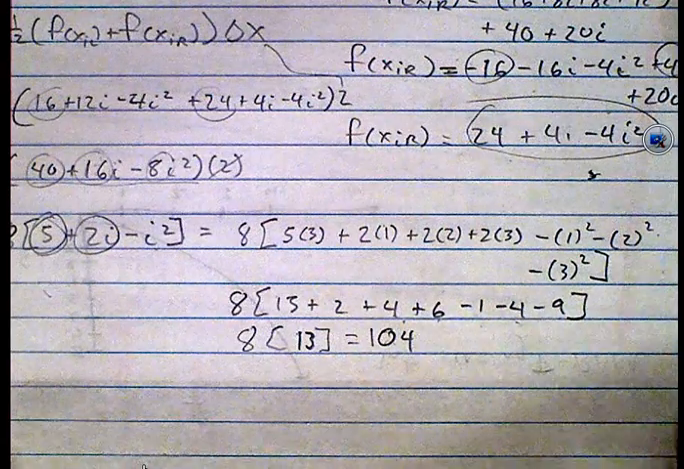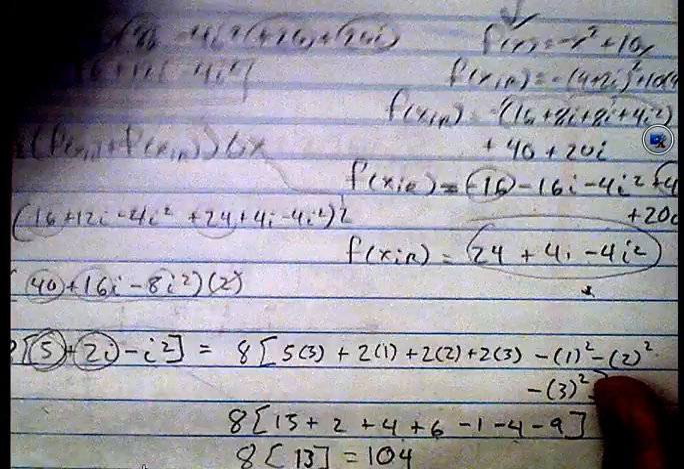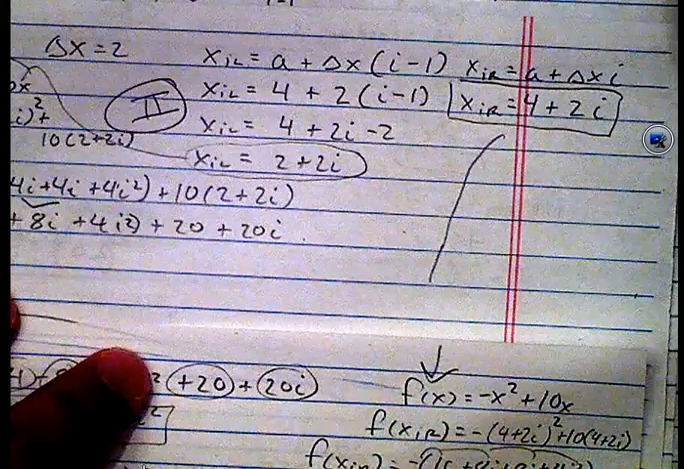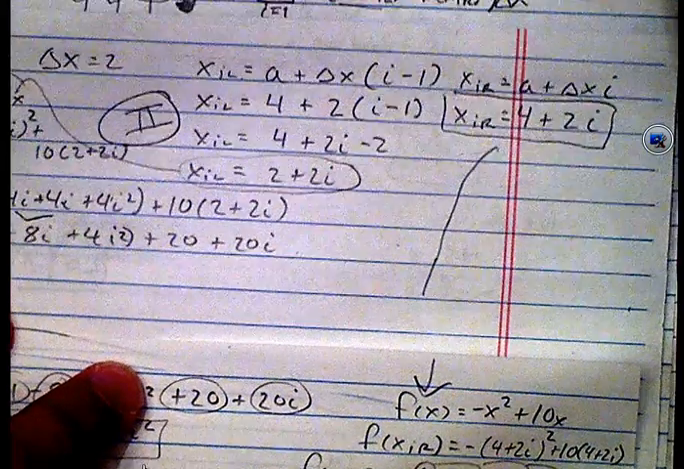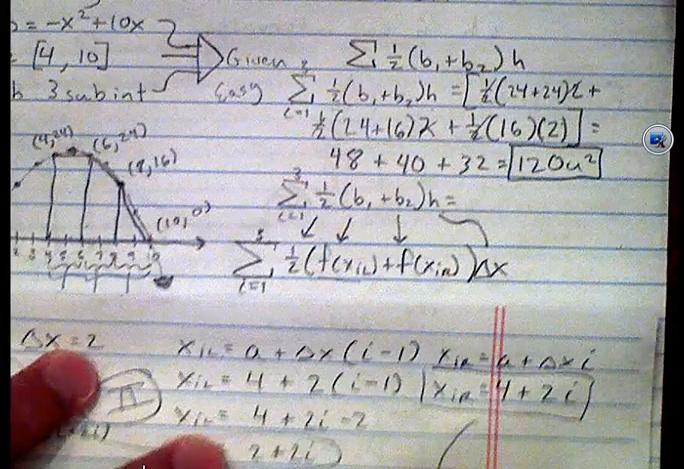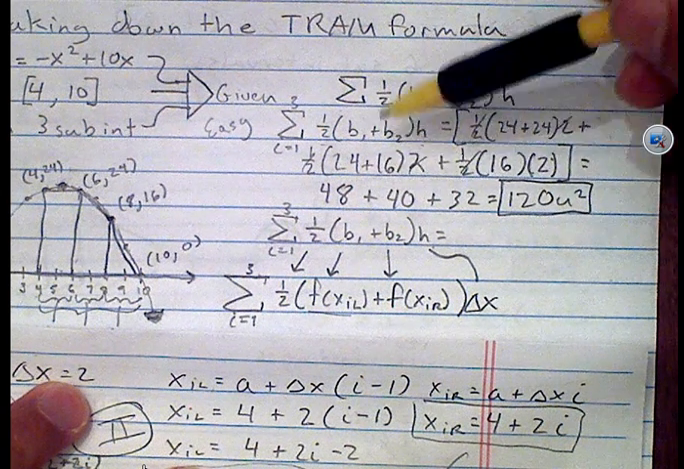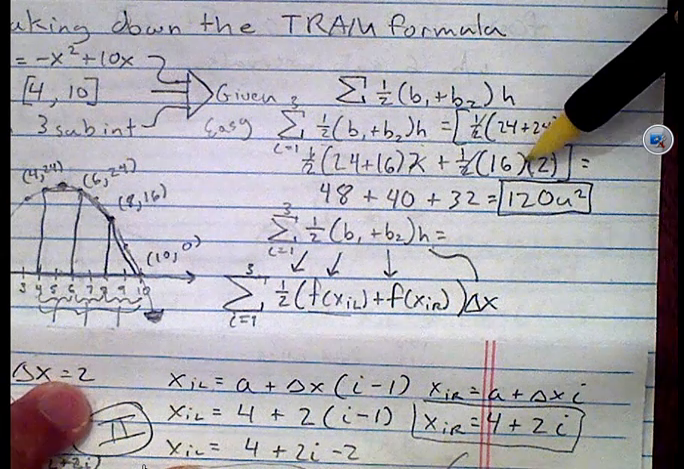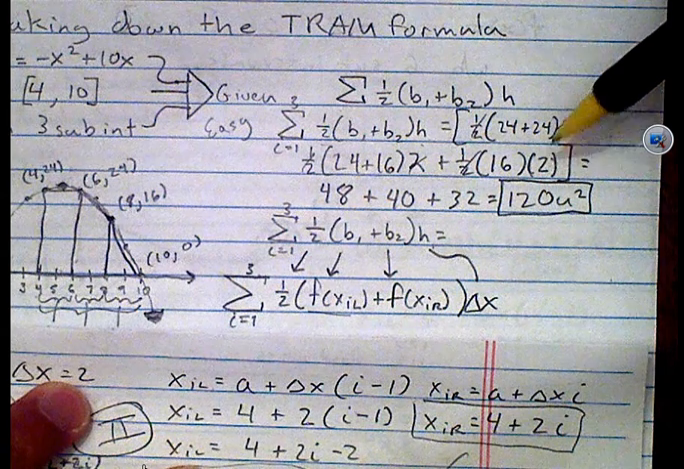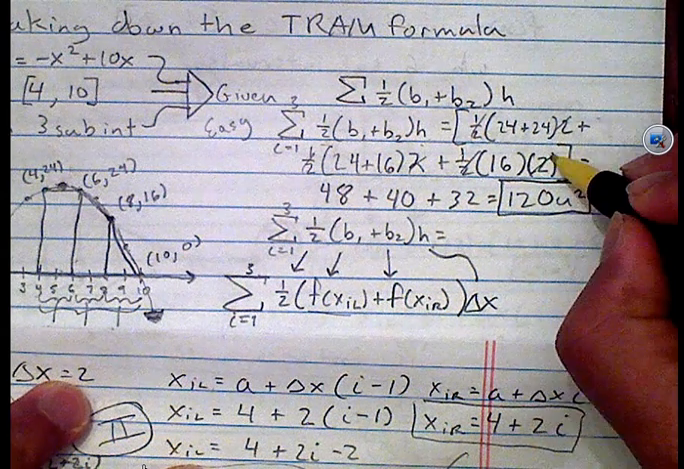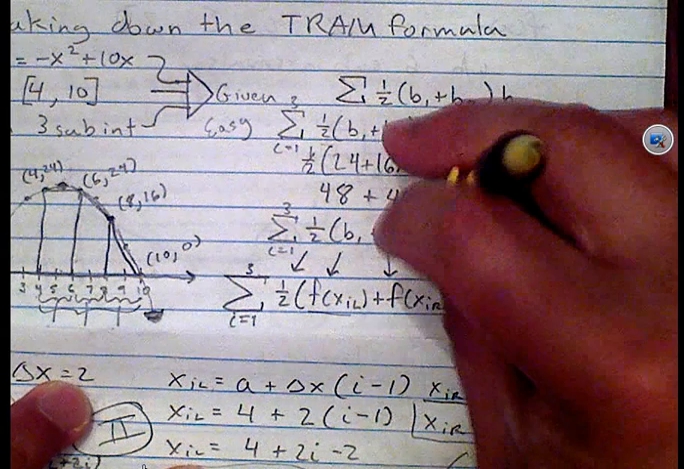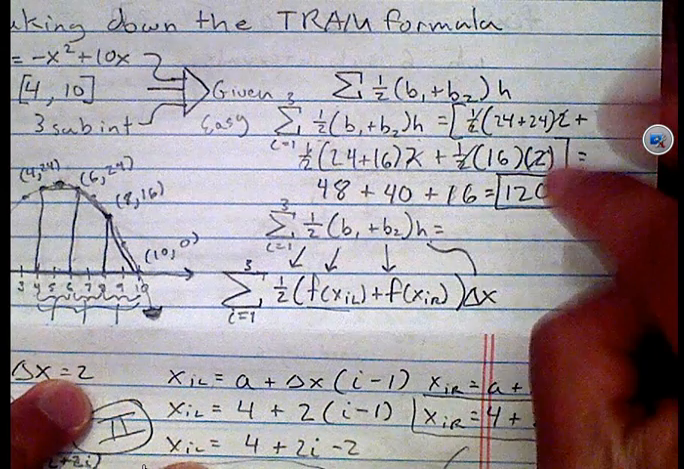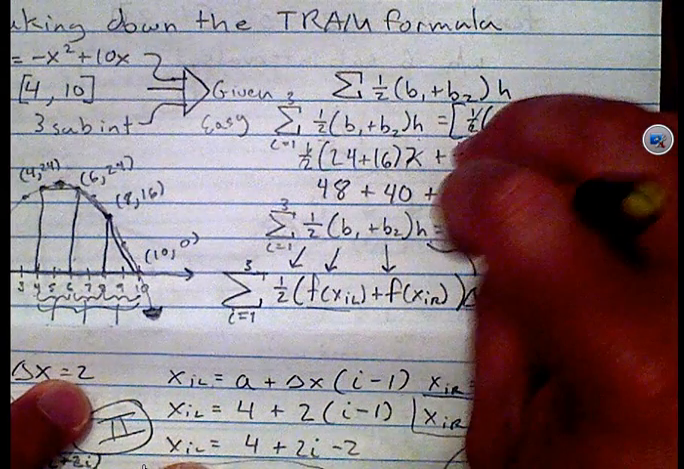Okay. Well, let's see. I don't know exactly. Let's look up here. I may have made a mistake. So 48 plus 40 plus 32, so 16 times 2. Wait, wasn't that supposed to cancel out? Yeah, it's supposed to be 16. Oh, darn it. 16. So I subtract 16 from that. It's 104.